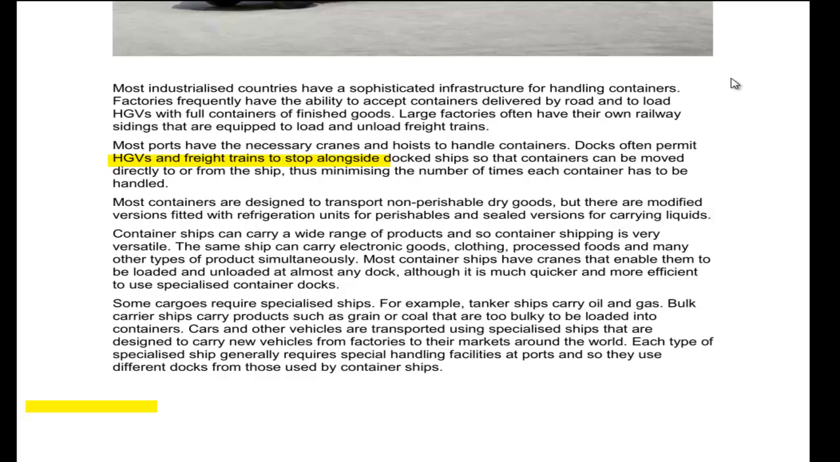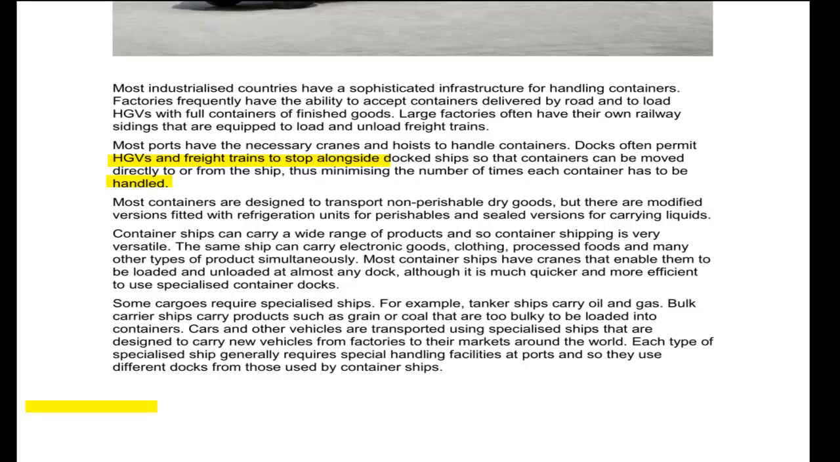And thus also here, minimizing the number of times the container has to be handled. Now this goes into the old moving parts argument, as in the fewer moving parts, the less chance of something going wrong. So that, from an efficiency and a safety point of view, is very important.